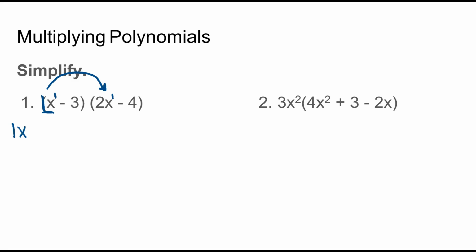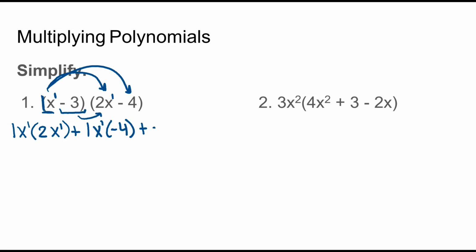So I'm going to multiply 1x to the first times 2x to the first and immediately write a plus. Then I'm going to take that 1x to the first and times it by a negative 4, immediately write a plus. I've got my negative 3 times 2x to the first, immediately write a plus. And I've got that negative 3 times that negative 4, and immediately write a plus. No, there's nothing left to multiply, so I don't need to do that.